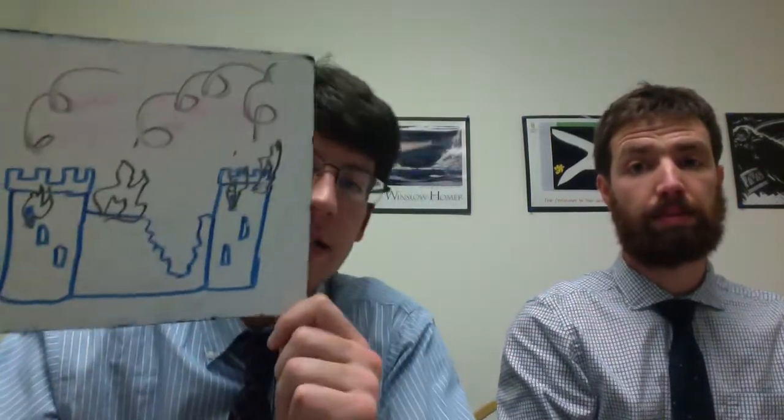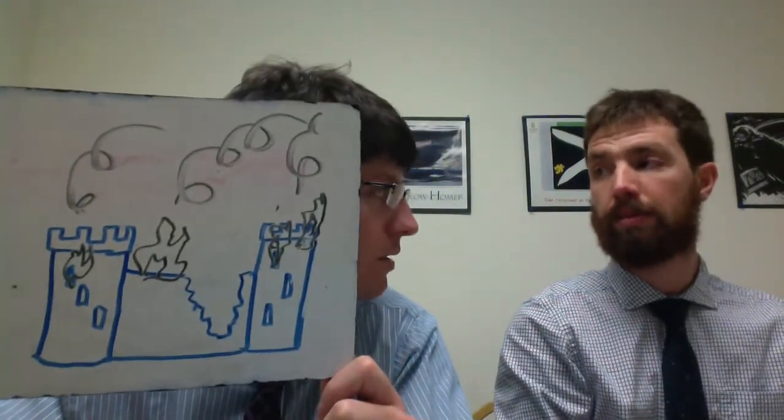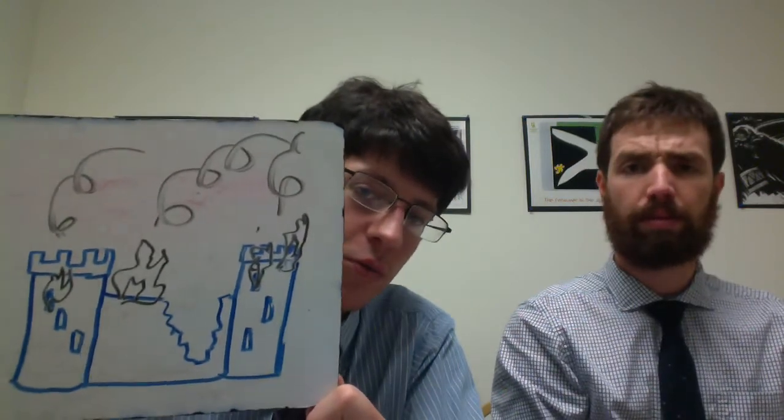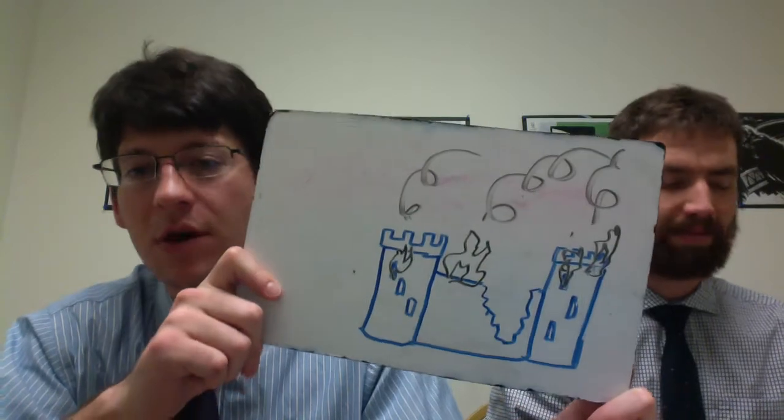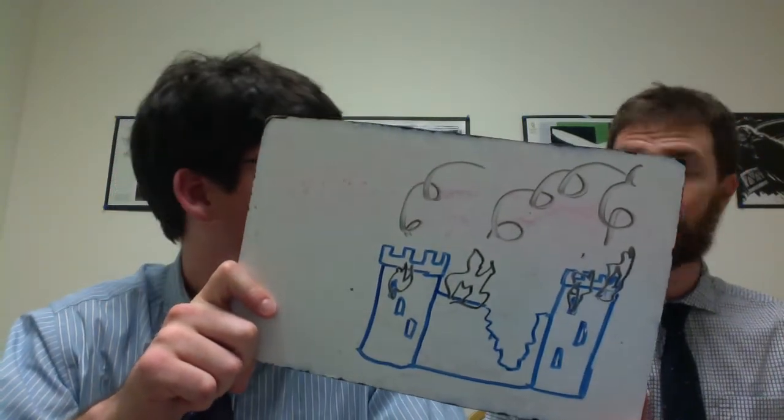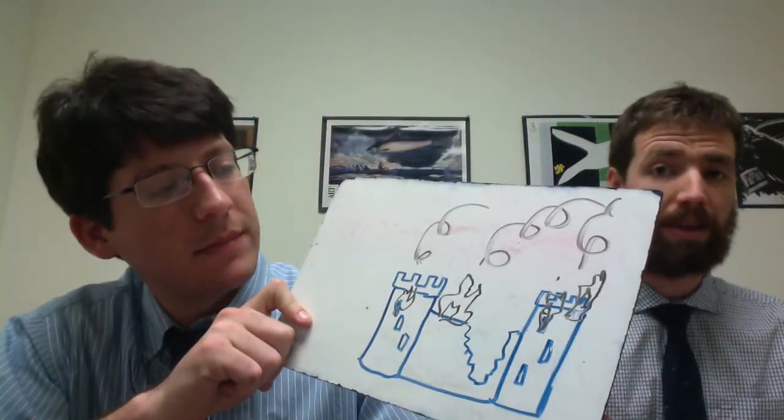Okay, very good. I've drawn castles being knocked down by King Louis XIII, under direction of Cardinal Richelieu. Because if you don't have castles, then you can't fight back against the king. Excellent. Muy bien.